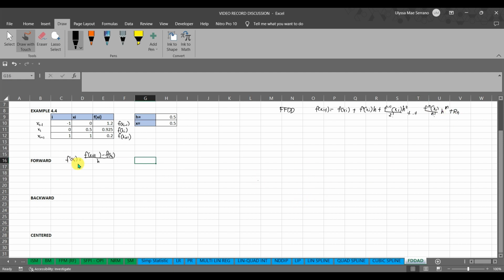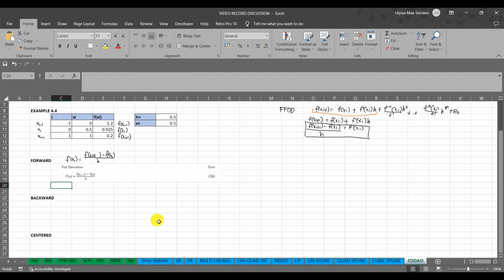So since we're going to find the first derivative of the function of x, we're just going to use this part of the representation of the Taylor series. So it will be the function of x sub i plus 1 equals the function of x sub i plus the first derivative of the function at x sub i times h. And rearranging the equation, we will have the function of x sub i plus 1 minus the function of x sub i equals the first derivative of the function at x sub i times h. And dividing both sides by h, we will have this particular representation of the first derivative.